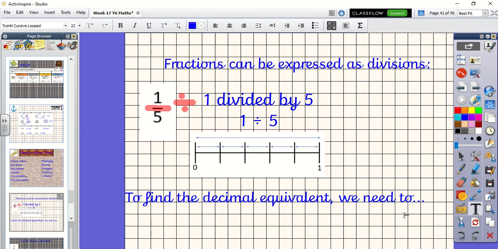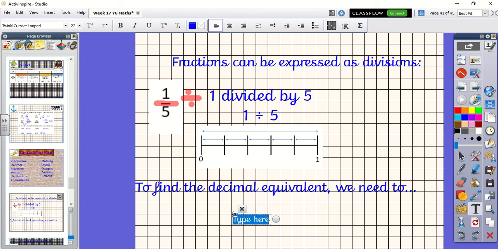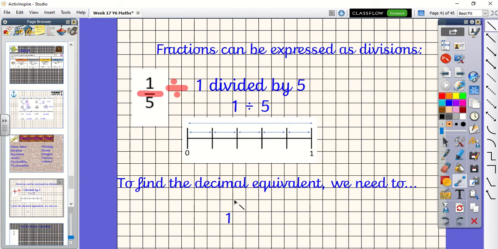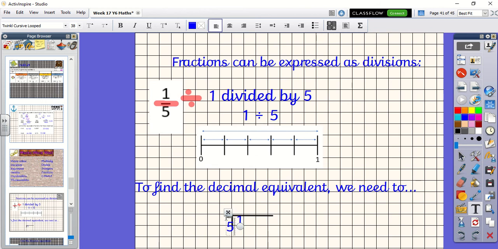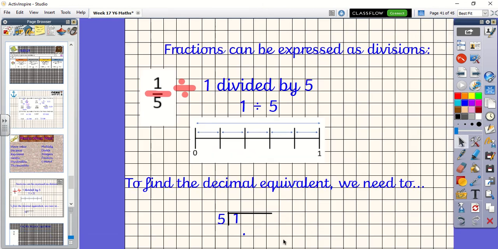Okay, so if we did 1 divided by 5, let's just make this a bit bigger, we would put 1 inside our bus stop method. So that's our numerator, and we are dividing by our denominator. Okay, so our denominator is 5. So if I can see how many 5s go into 1, now I know that that isn't possible. So this is where I need to put my decimal point in. I just bring that up there we go, and then put in a placeholder after that decimal point.